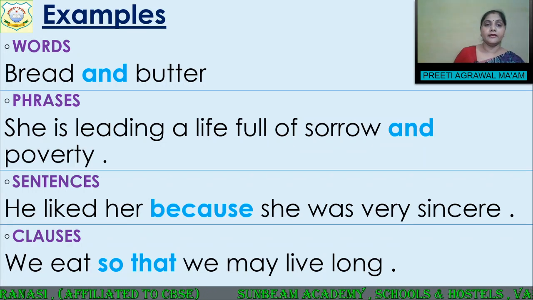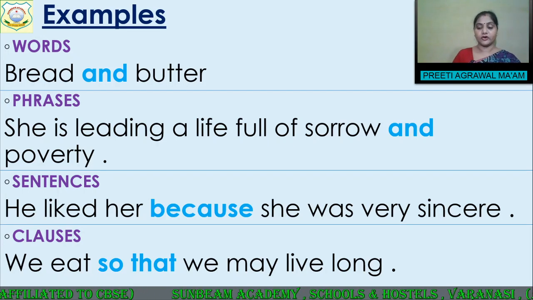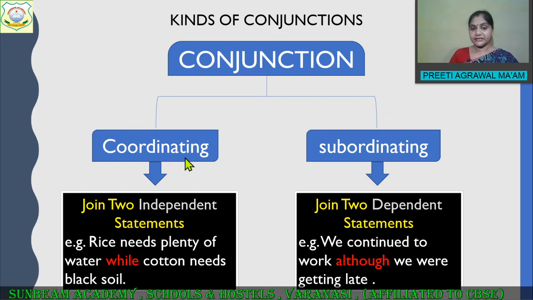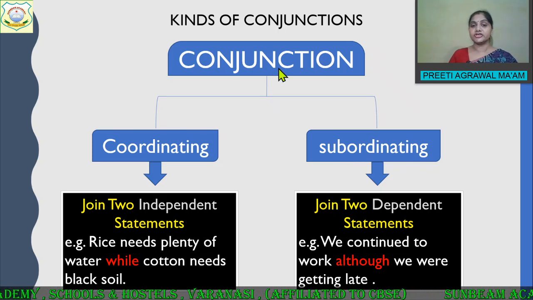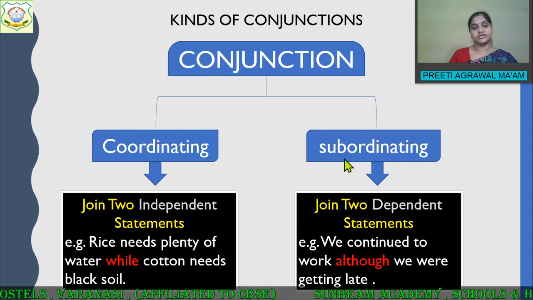So after knowing what is a conjunction, we should also know the kinds of conjunctions. There are two kinds of conjunction: coordinating conjunction and subordinating conjunction. You have understood what is a conjunction? Now I am telling you the kinds. First is coordinating, second is subordinating conjunction.